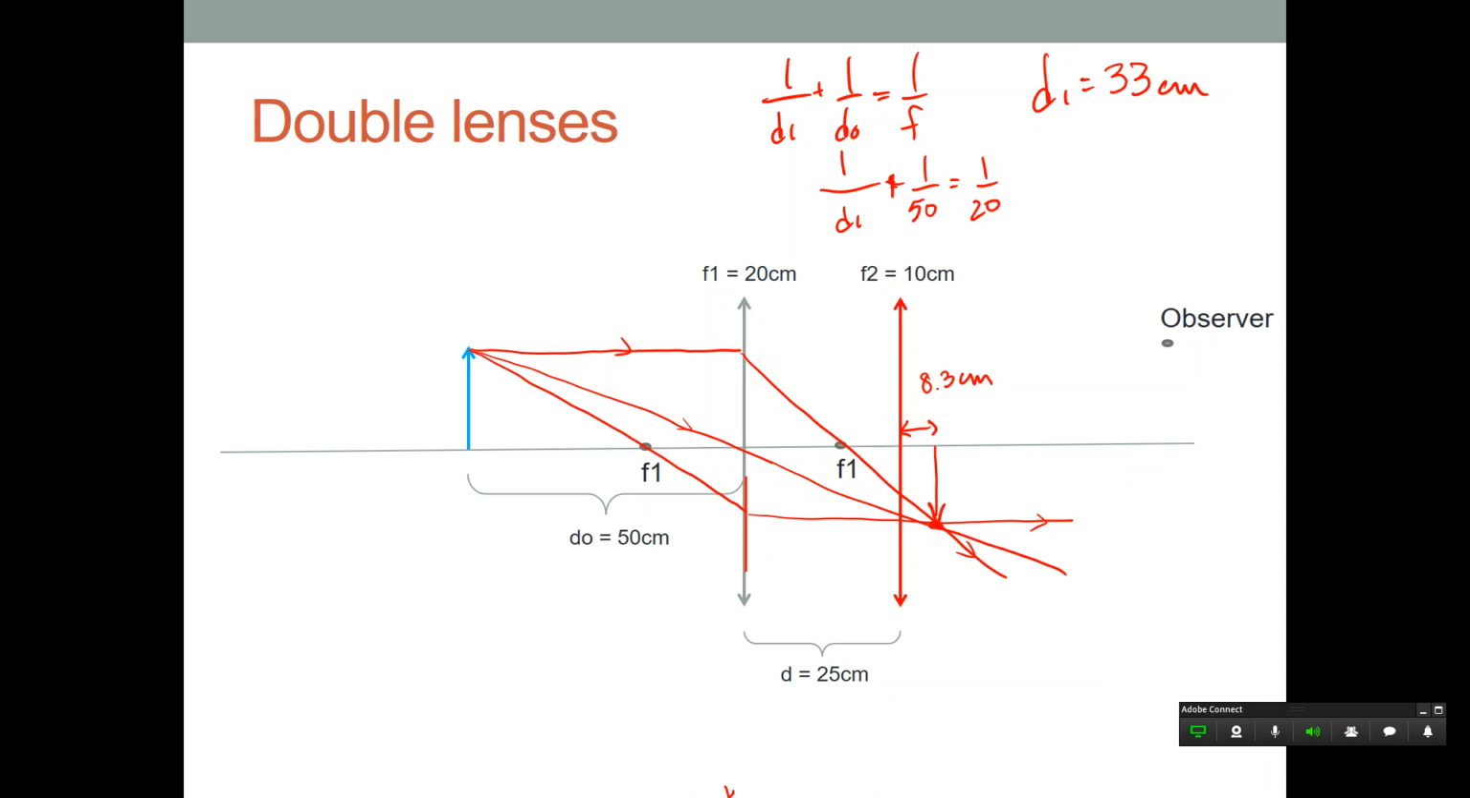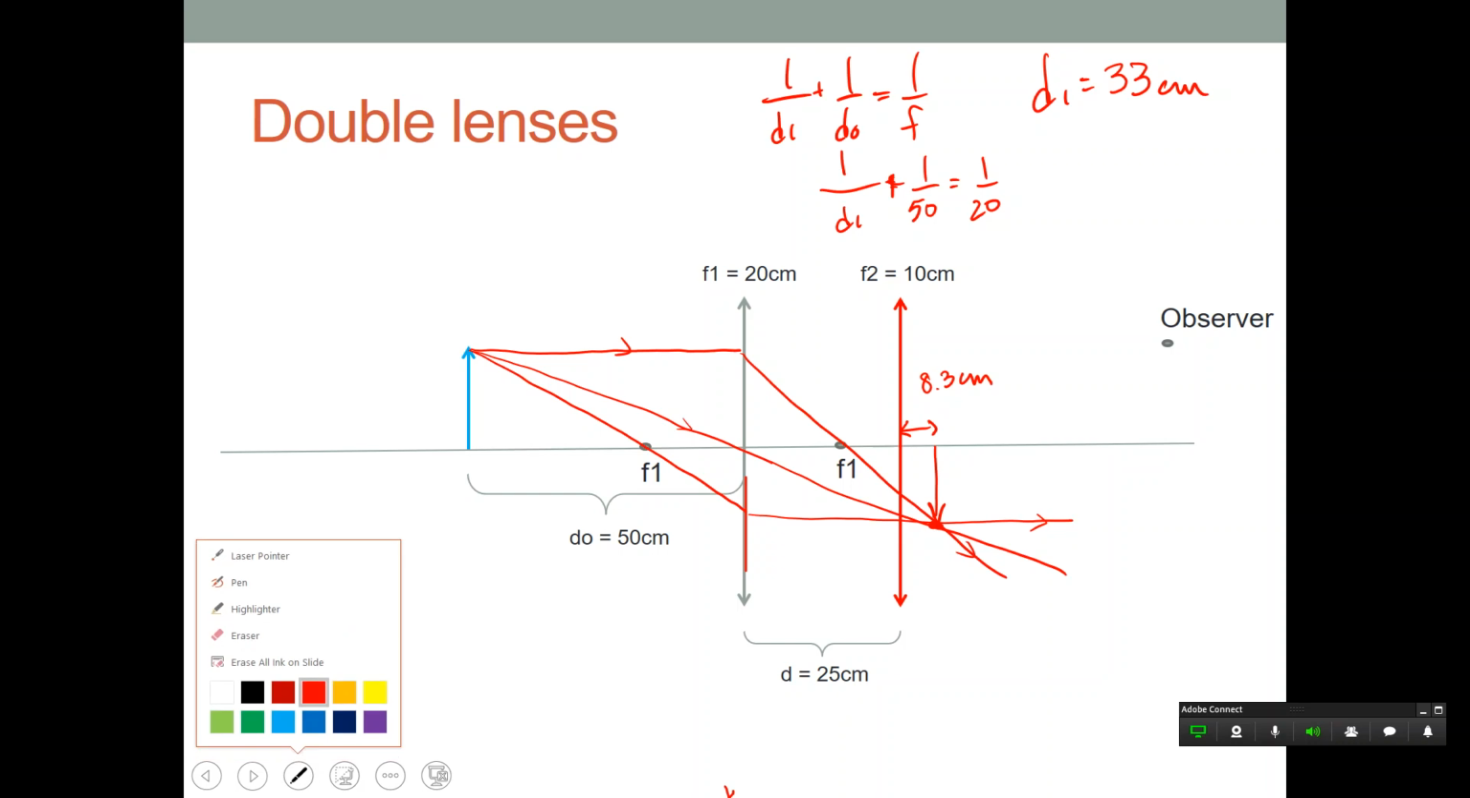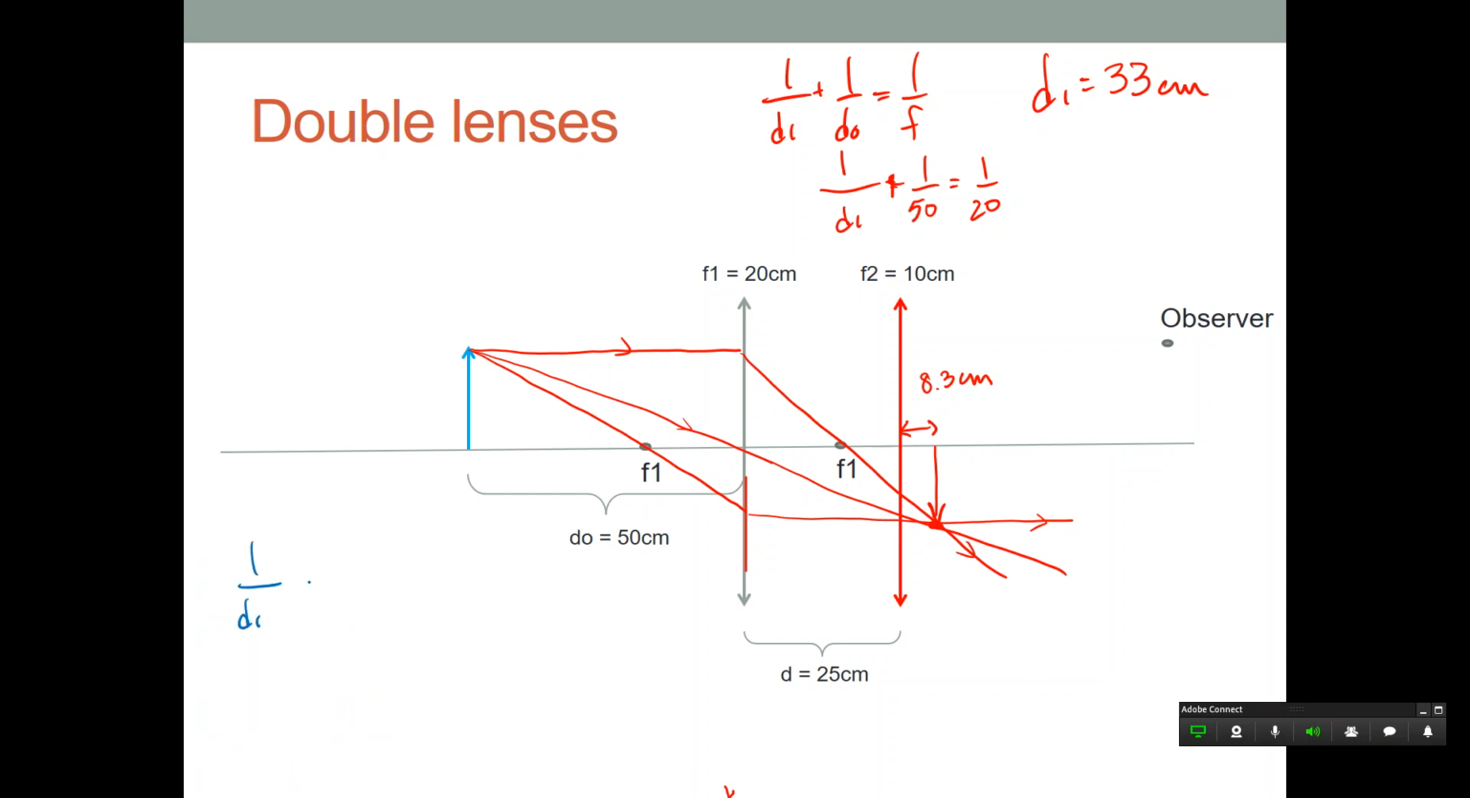Now we just need to redo this calculation to find out where the new image is going to be, because now this becomes the object in the new lens system. Make sense? All right. Let's go ahead and do it. Now I'm going to do this part in blue. So 1 over di plus 1 over do equal to 1 over f. And we said that we're using this f2 lens now, so I'm going to write the f2 here. And this has a focal length of 10 centimeters, so it's 1 over 10. And 1 over do is 1 over 8.3.